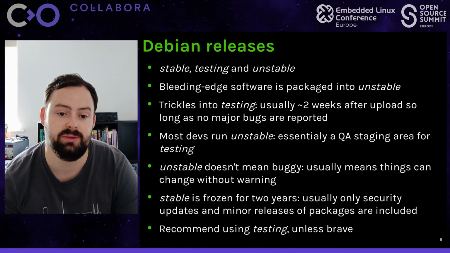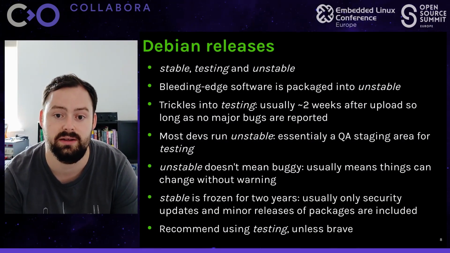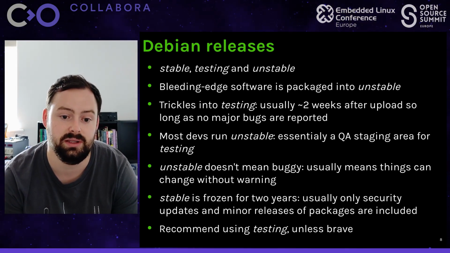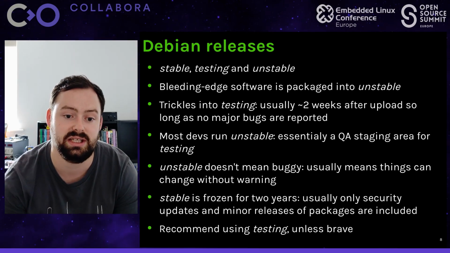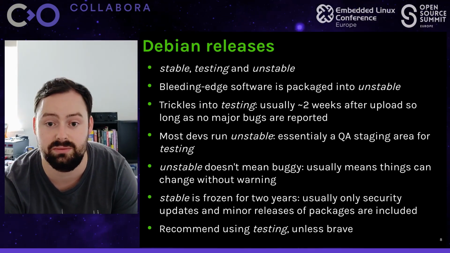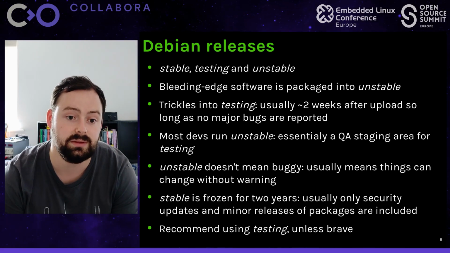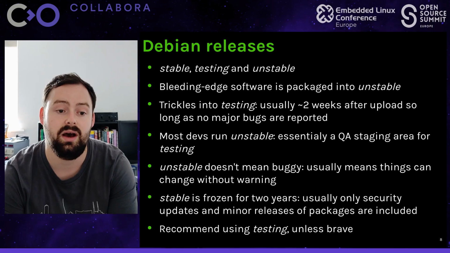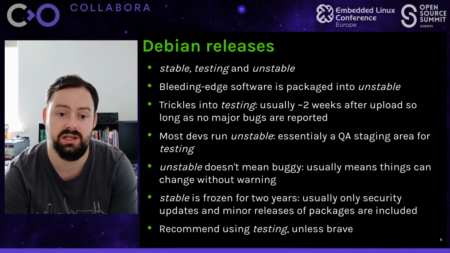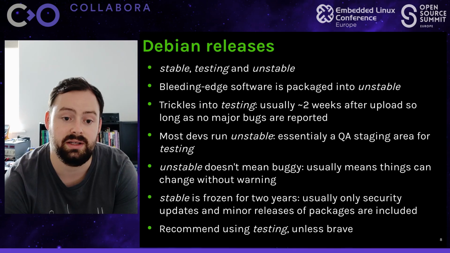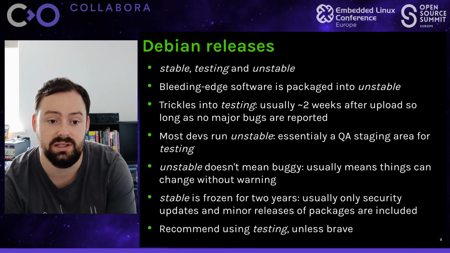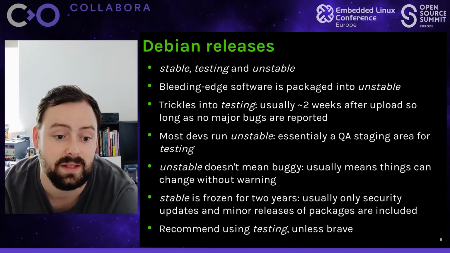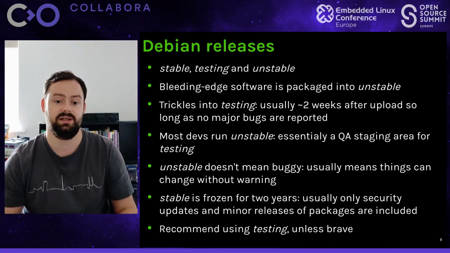As soon as the package has been built for unstable, it's released into the wild, and then developers usually run the unstable release, and this makes unstable a QA staging area for the testing release, really, because packages trickle down from unstable into testing around 2 weeks after upload, only if no major bugs are reported. So the developers who are running unstable essentially do all the QA testing on the packages for about 2 weeks before they're pulled into the testing release.